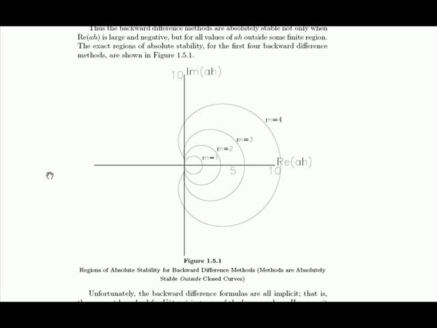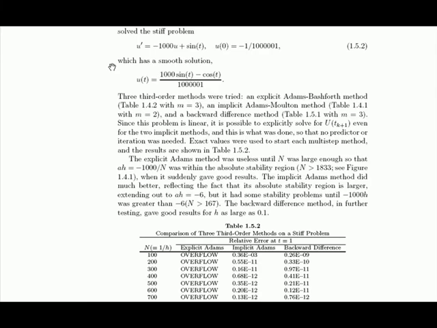So now let's go back and look at what happens when we apply the third order backwards difference method to that stiff problem that we looked at earlier. So again, we're solving this problem. Again, A is minus 1,000, so that the error bound that we looked at earlier, which has the exponential term in it, is huge, and it's only when AH is in the region of absolute stability that the method will work.